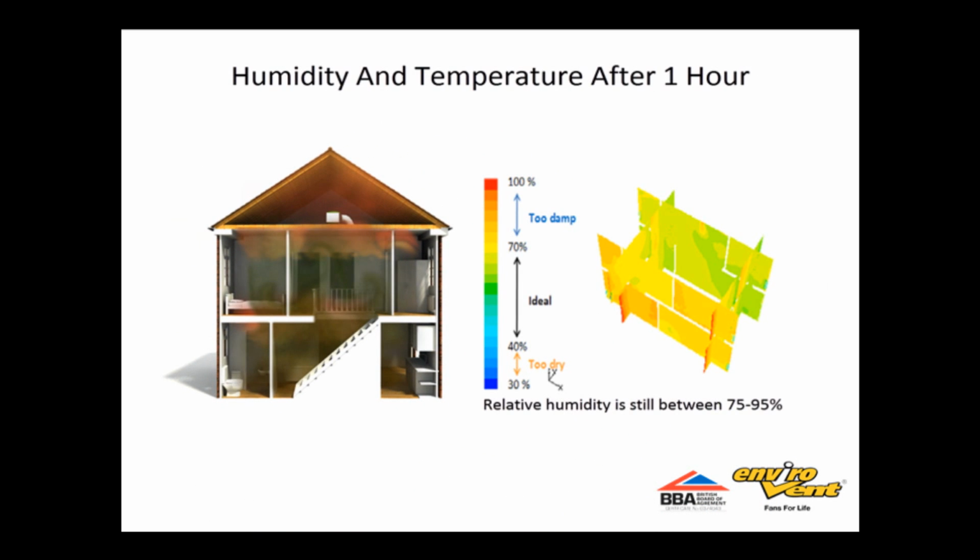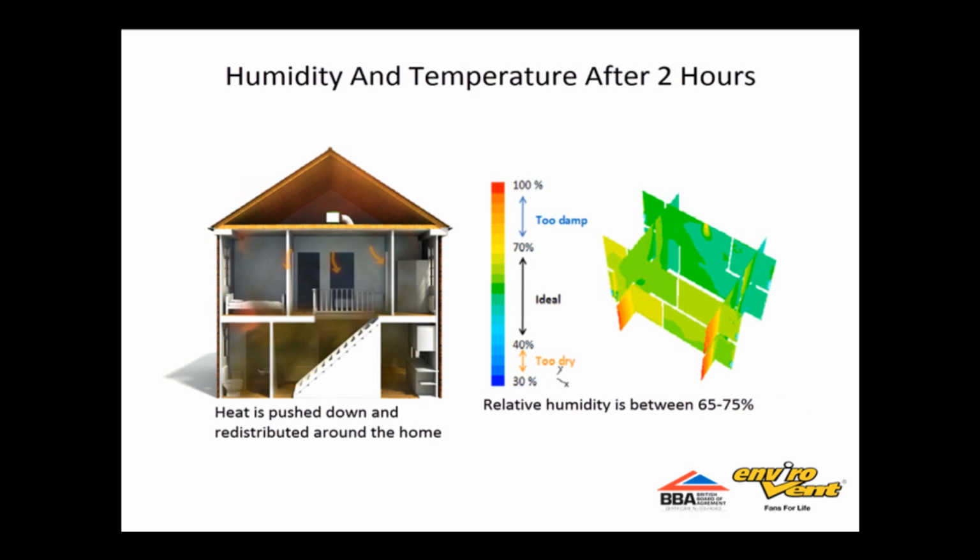Looking at the scale, the CFD model shows that after only 1 hour, the humidity within the dwelling is showing yellow, which means the humidity has fallen to around 80%. After 2 hours, the air has already fallen below 70% and the heat at high level has been totally redistributed around the property, saving energy.